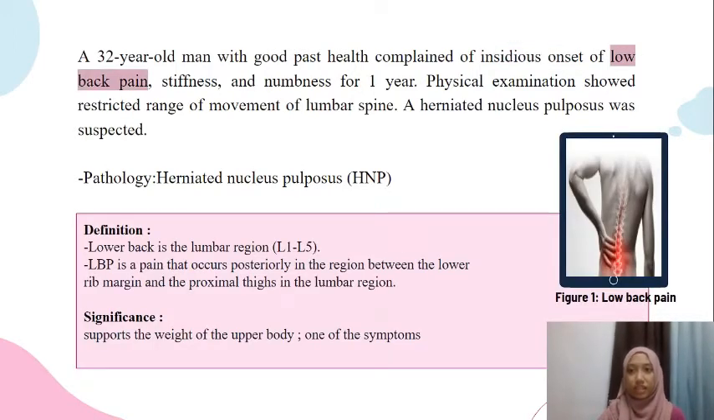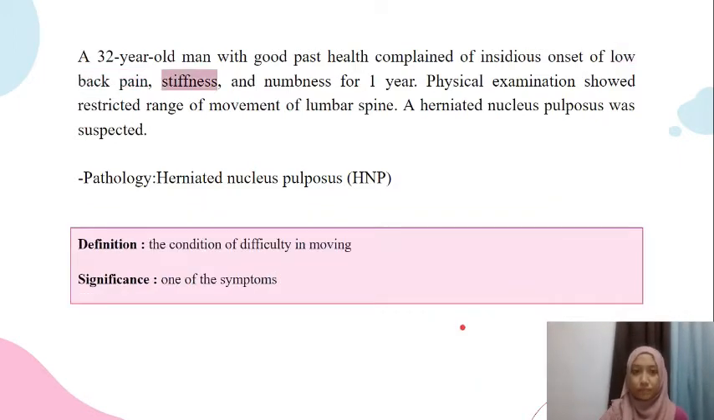And the second one is the lower back pain. Lower back is the lumbar region between L1 to L5. Low back pain is a pain that occurs posteriorly in the region between the lower rib margin and the proximal teeth in the lumbar region. The significance of the lower back is that it supports the weight of the upper body, and lower back pain is one of the symptoms of herniated nucleus pulposus.